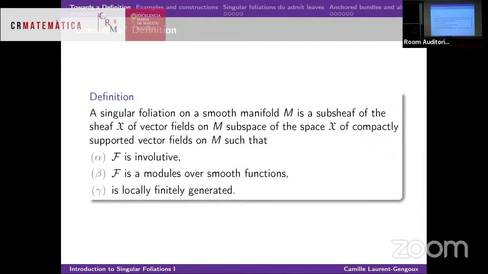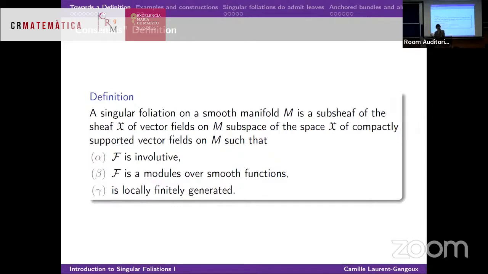Just to remind you what we did yesterday. We just had a long discussion about smooth manifolds. But at the end, I ended by saying a singular foliation on a smooth manifold M is a subsheaf. If you don't like sheaf, it's local. So on each open set, you have vector fields, calling them F. And you want F to be involutive, so F bracket with F inside F. You want F to be a C-infinity(M) module.